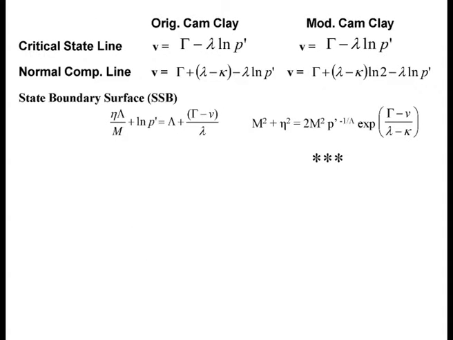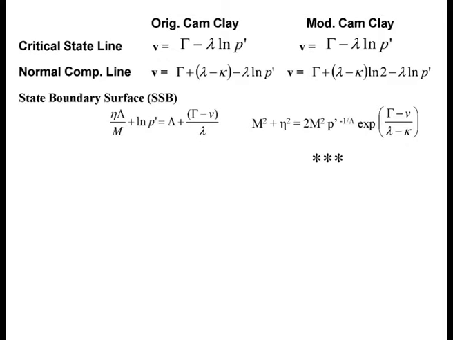Now, there's also the critical state line, no change. The normal compression line, there's a slight change, there's a log 2 over here. But I didn't mention this part earlier, so I don't think you need to worry too much about this. Okay, the last term, I'm not going to talk about how we get this equation because there's another set of mathematics involved and it's going to put everybody to sleep. I just want to define for you what is the state boundary surface.